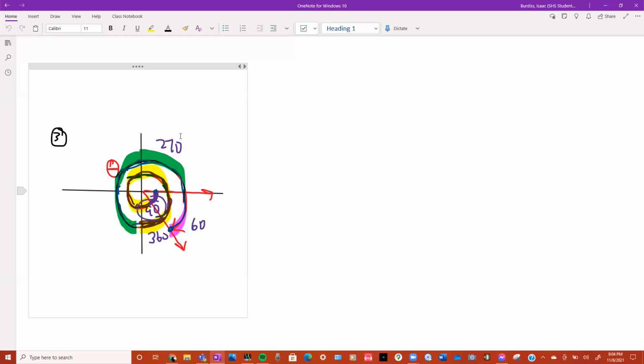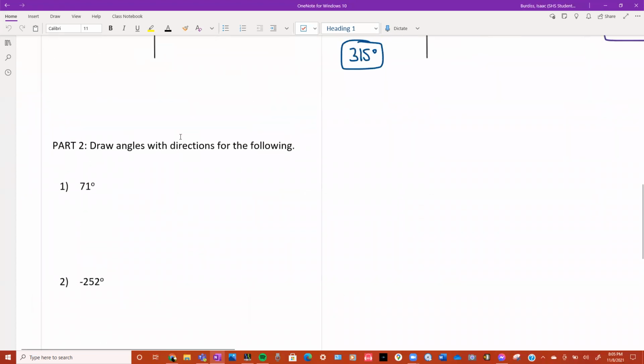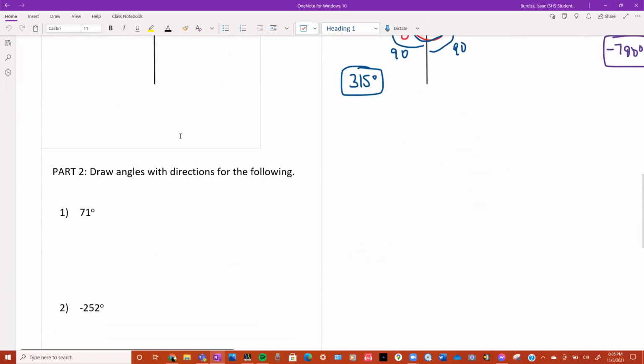So we have our numbers here and we need to add them. We have 90 plus 360 plus 270 plus 60. So 90 plus 360 plus 270 plus 60 is 780. Remember, negative because it's clockwise. So negative 780 degrees.